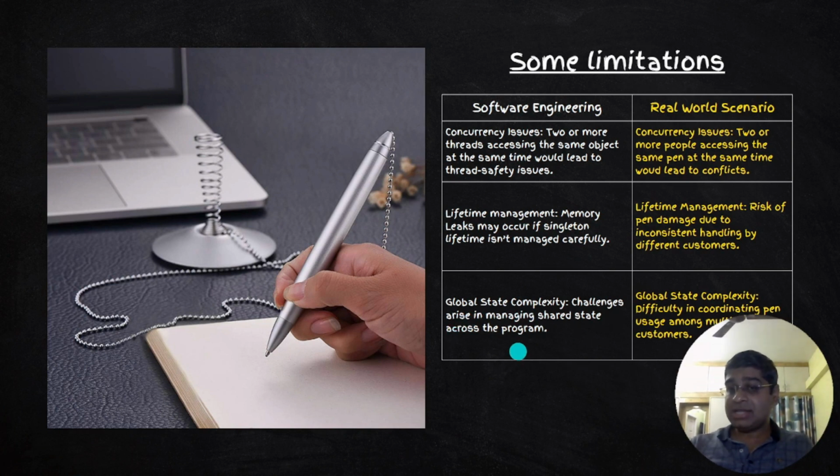Now the next thing is global state complexity. Challenges arise in managing shared state across the program. Let's try to understand the analogy here: difficulty in coordinating pen usage among multiple customers.